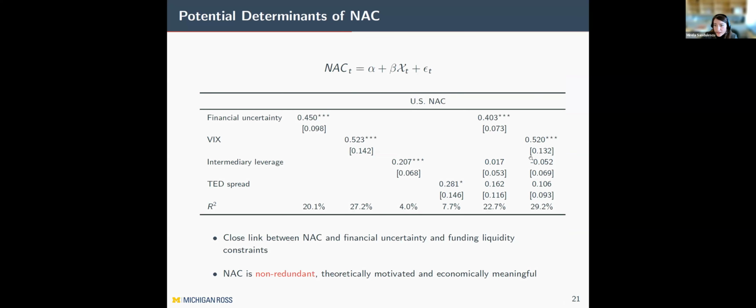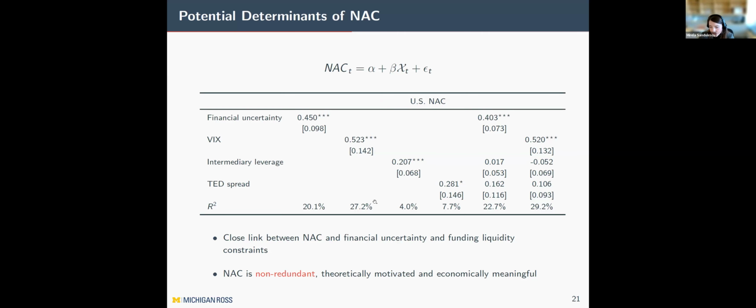However, all of these different variables are going to be able to explain at most 30% of the time series variation in our nonlinear arbitrage correction index. So what does it mean? It means that our NAC is going to embed some relevant non-redundant information, right? So it's not only theoretically motivated from the no arbitrage condition, but it's also going to be economically meaningful.